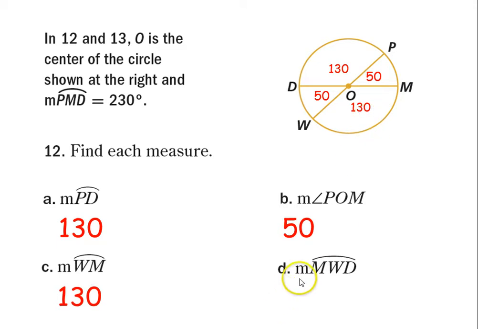And then the arc length MWD, so from M to and through W to D. If I go from M to and through W to D, I've gone a half a circle. I've gone from M to W is 130, from W to D is 50, so that would be 180 degrees, that measure of the arc length MWD.